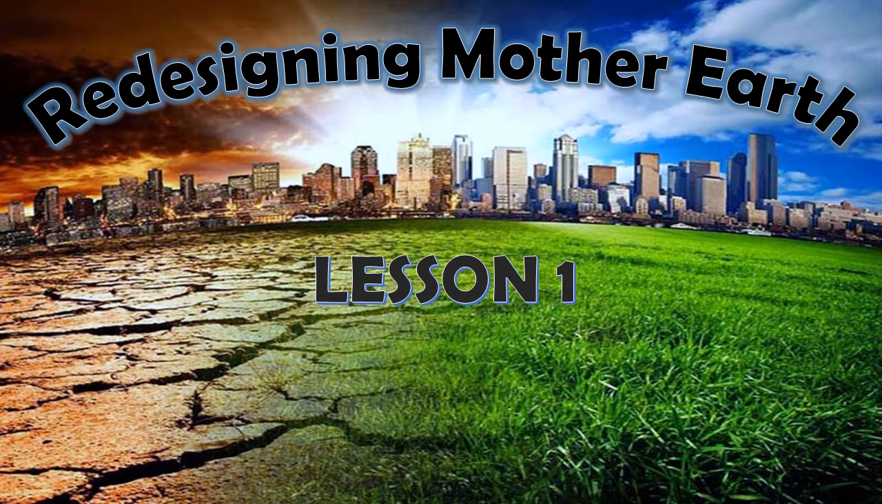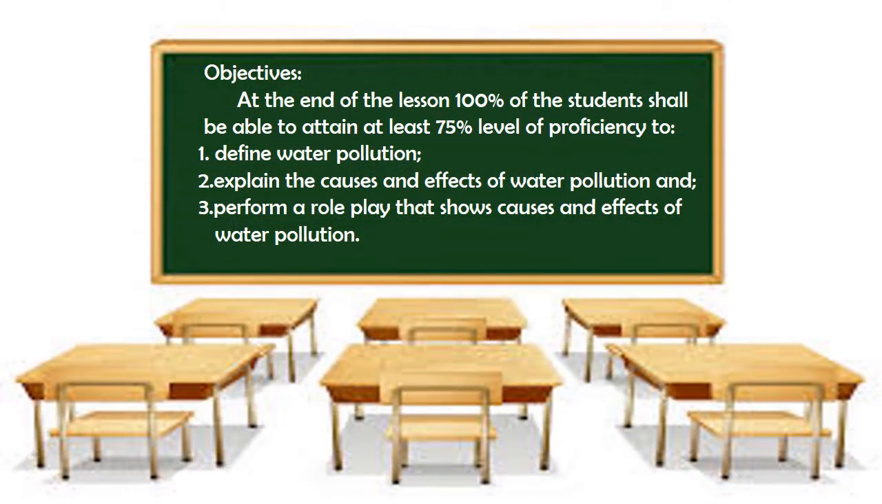Redesigning Mother Earth, Lesson 1. Objectives. At the end of the lesson, 100% of the students shall be able to attain at least 75% level of proficiency. 1. Define water pollution. 2. Explain the causes and effects of water pollution. And 3. Perform a role play that shows causes and effects of water pollution.